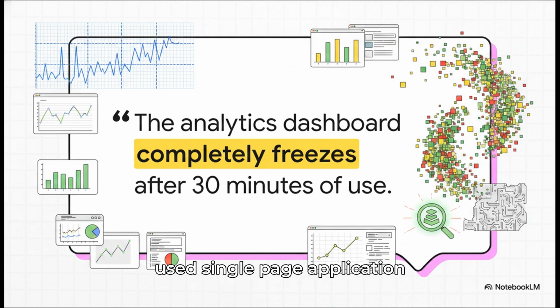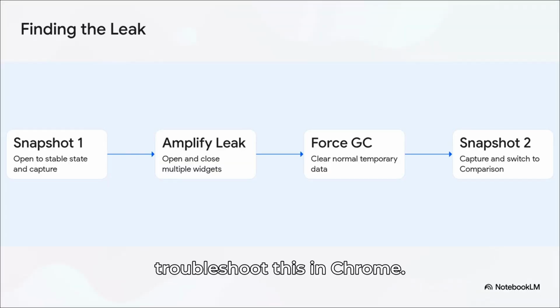It's usually a heavily used single-page application that looks perfectly fine at first glance, but is slowly eating up over a gigabyte of RAM until the tab just violently gives up. So let's troubleshoot this in Chrome. You could easily replicate this yourself with a simple demo page using just a few lines of JavaScript to create a known leak. But here's how we tackle it.